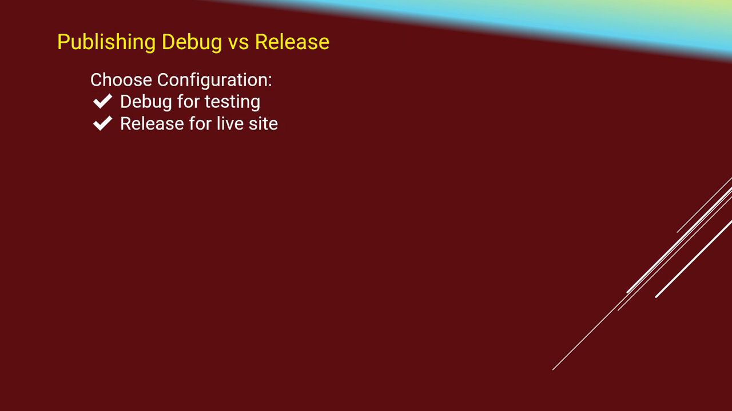Pay attention to the build configuration before publishing. Use the release configuration when deploying your live site, as it is optimized and doesn't include debug symbols. The debug configuration is useful for testing but not recommended for production.